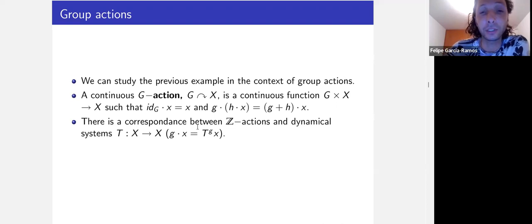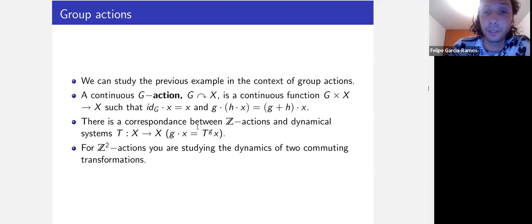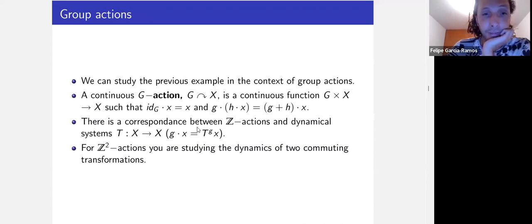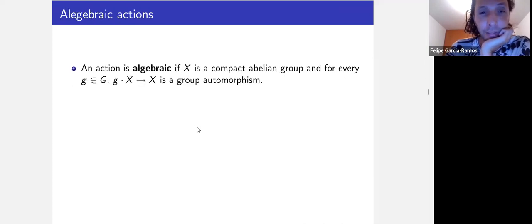So you can generate the whole action if you only have one function. And if you want to study a Z^2 group action, it's kind of like studying 2 commuting transformations. Okay. And now this is kind of topological. And now if I want to put more algebraic structure, so it's similar.